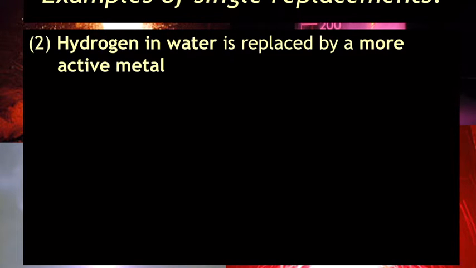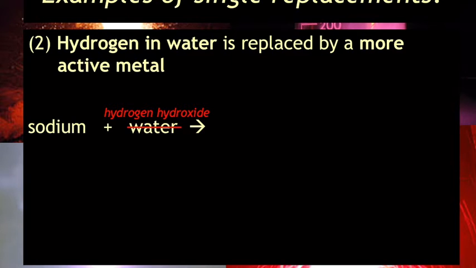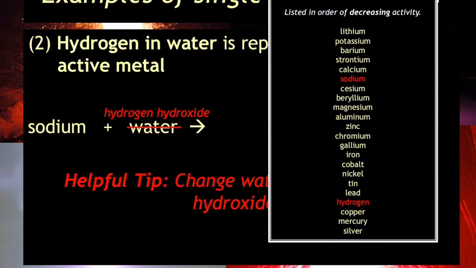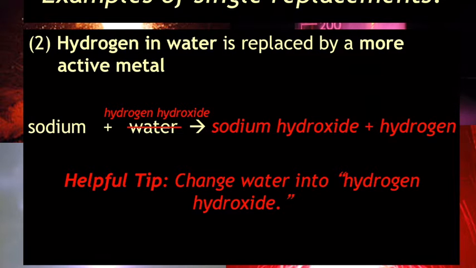Now, hydrogen in water will be replaced by a more active metal. So this is a pretty common reaction that we see. So sodium plus water, we can rewrite water as hydrogen hydroxide, HOH. Sodium is in fact more reactive than hydrogen. So we end up with sodium hydroxide plus hydrogen.